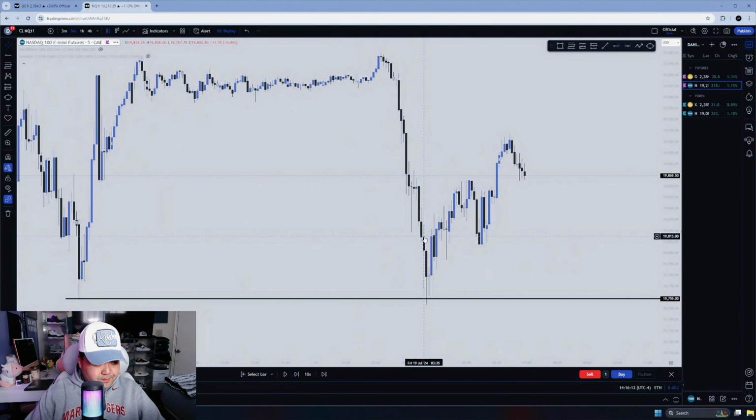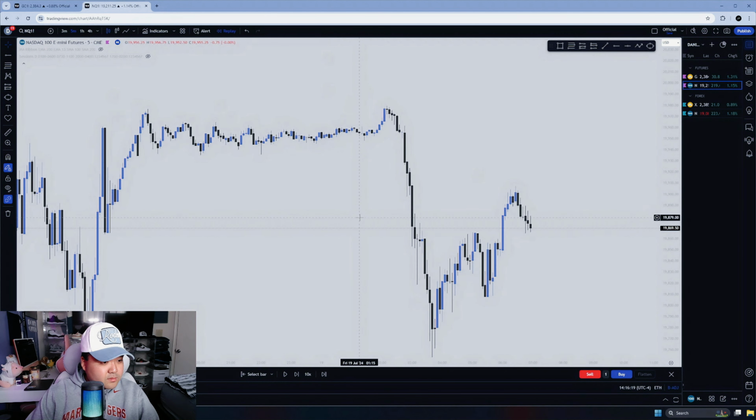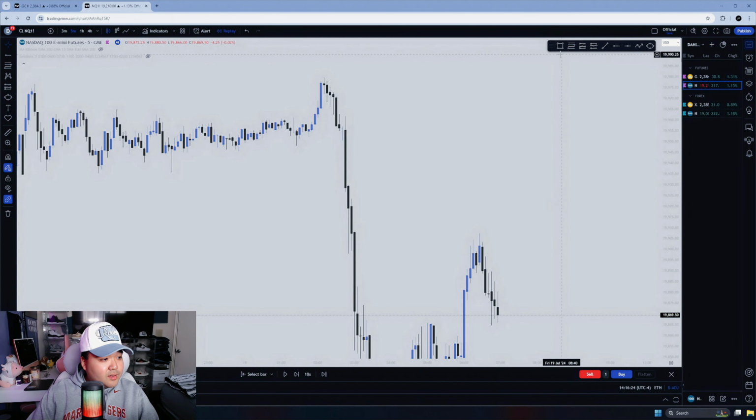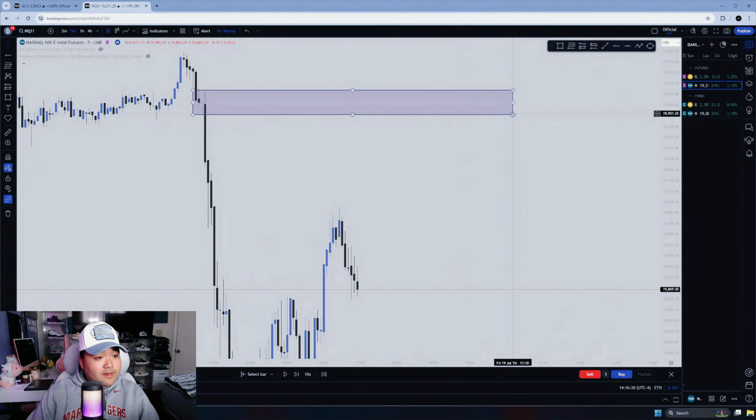Okay, so if you guys know, a wick is a break of structure for me, so I'll consider this a break of structure. And you also have a supply up here. So if you look over here, let's see, this is a supply sitting right here. This is your 5-minute supply.